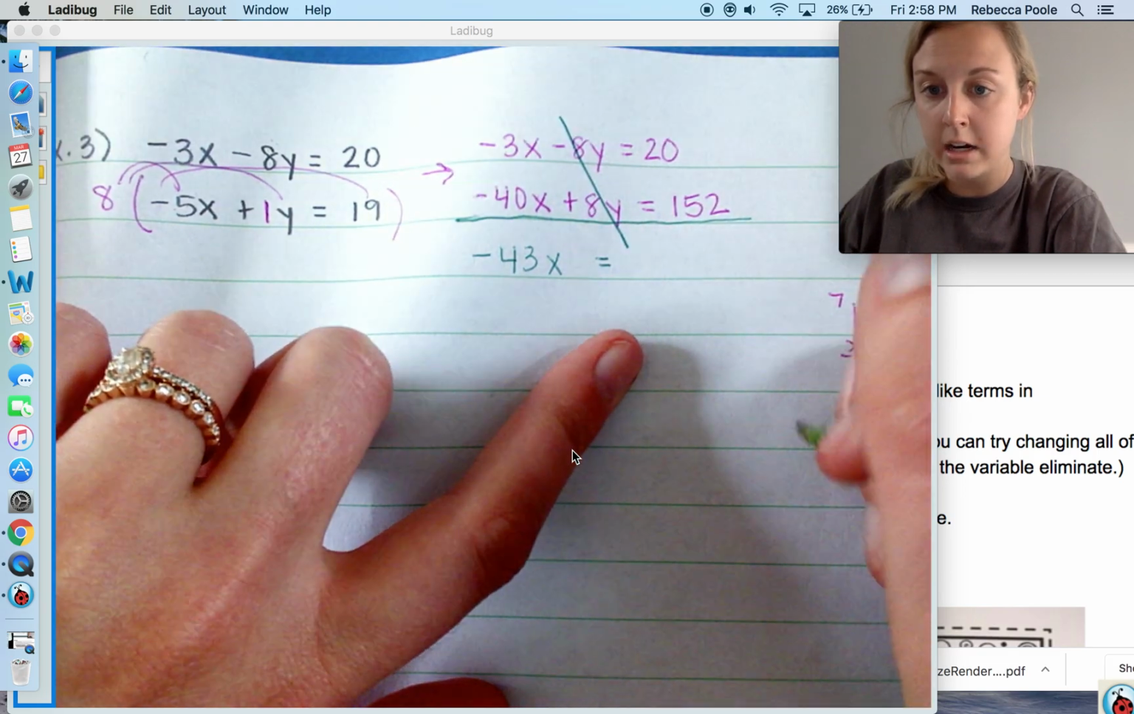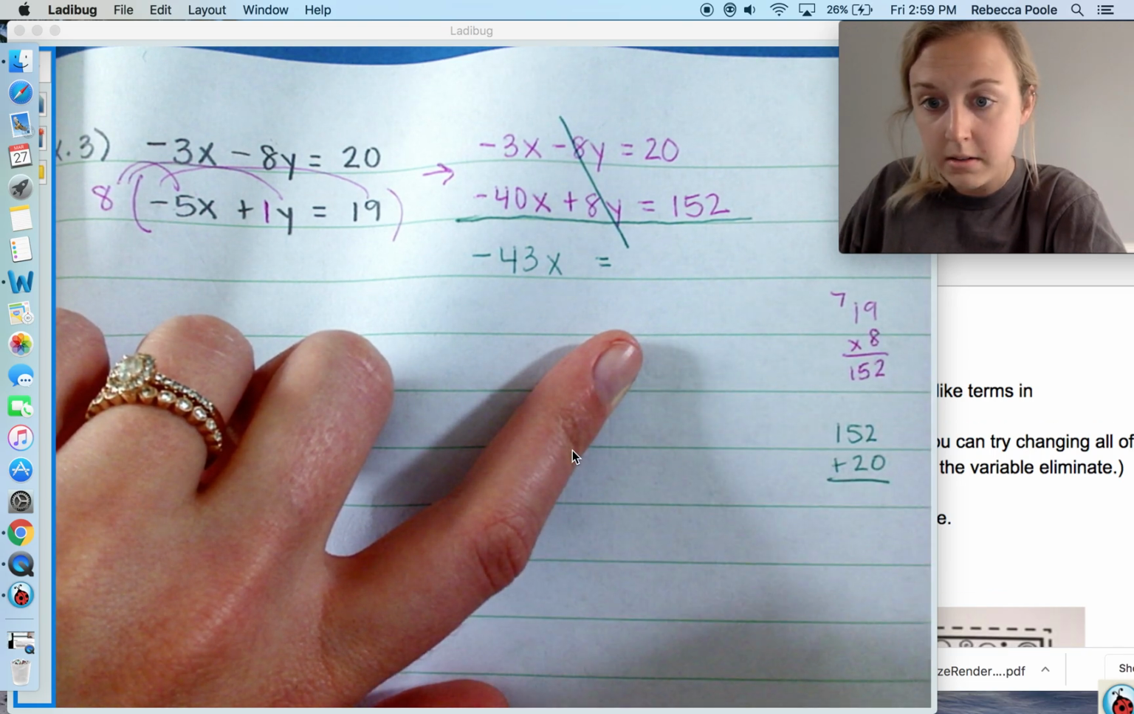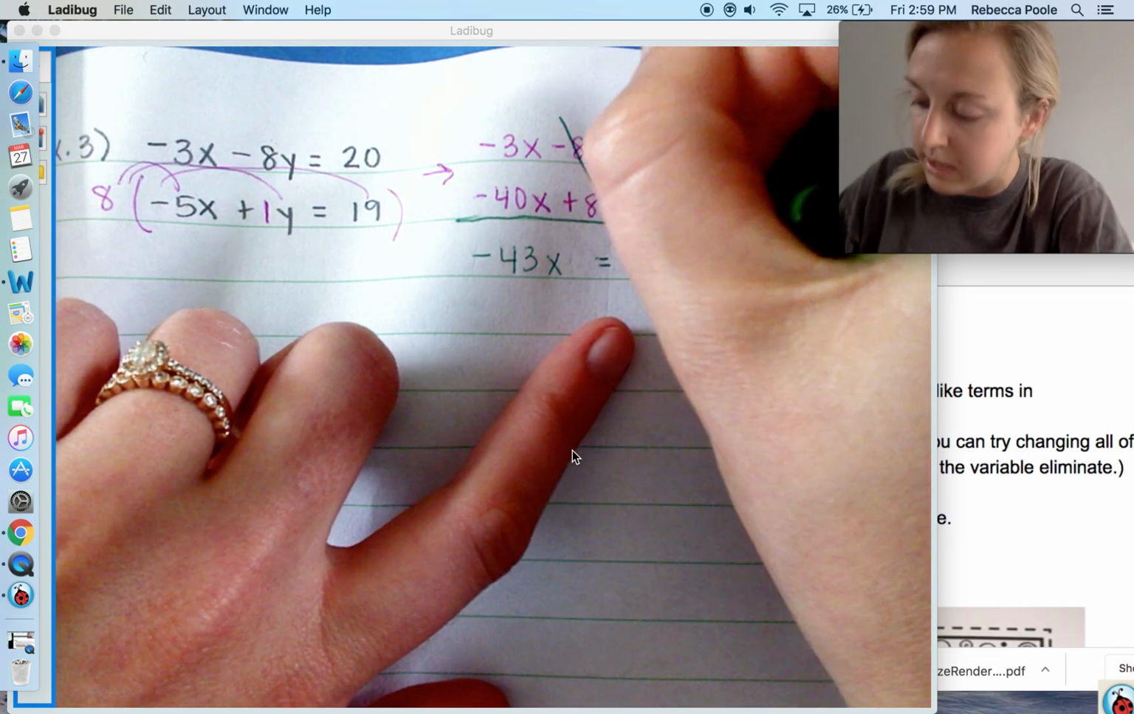I'm going to come over here and line it up so y'all can see what I'm doing because they have the same sign, so we're going to add. 2 plus 0 is 2, 5 plus 2 is 7, bring down the 1, so 172.